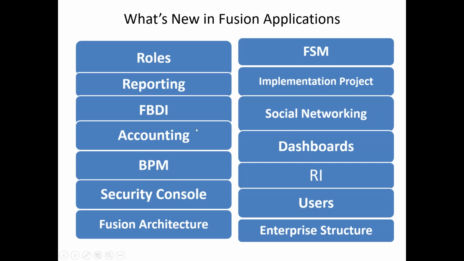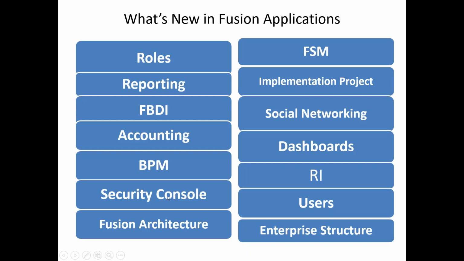But in Fusion we have BPM, Business Process Management, where you can create your approval rules, and it's a very flexible component to create the rules as we require. And the security console, we have already seen in the last session. It's similar to administration. In EBS we have a responsibility called system administrator, where you can create the users and responsibilities, you can set the profile options, and you can create the custom menus. This is all you can do. The similar activities you can do within the security console.